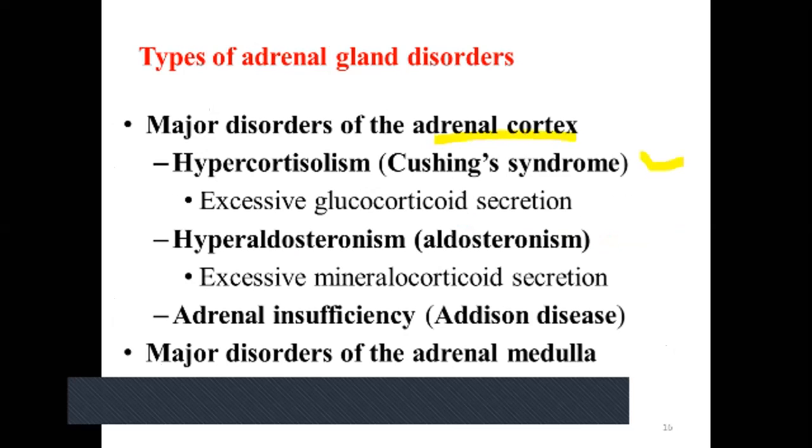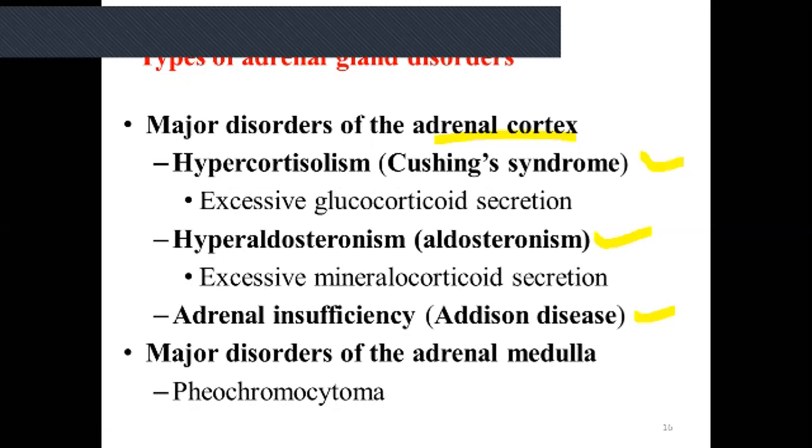Cushing syndrome, hyperaldosteronism, and even adrenal insufficiency. We call it Addison's disease, and we'll discuss later, when all levels of the cortex are low, we call it adrenal insufficiency. So those are the major disorders in the cortex, but the major disorder we can encounter in practice in the medulla section is pheochromocytoma.